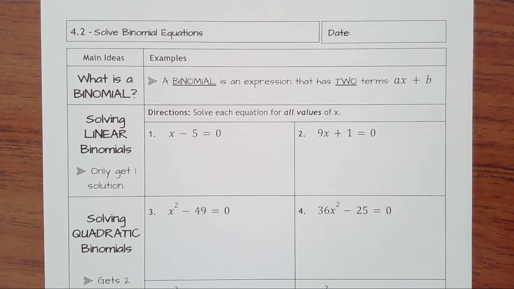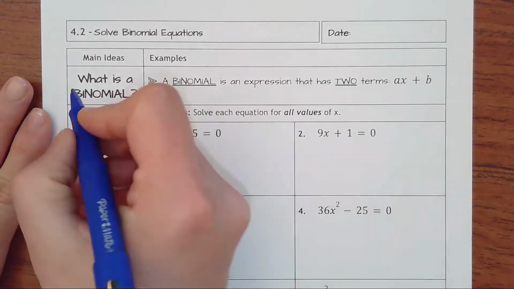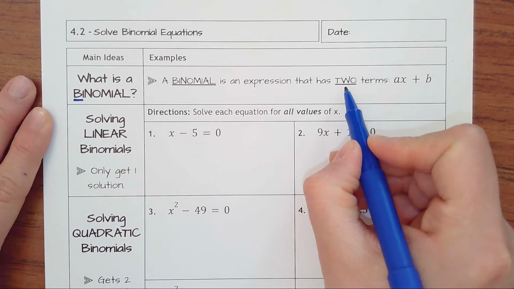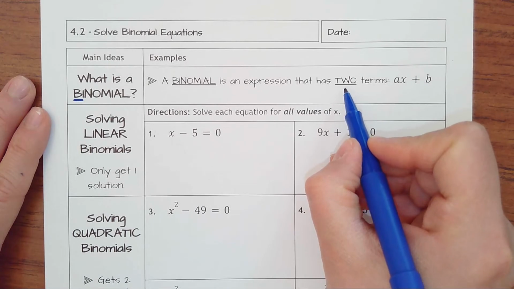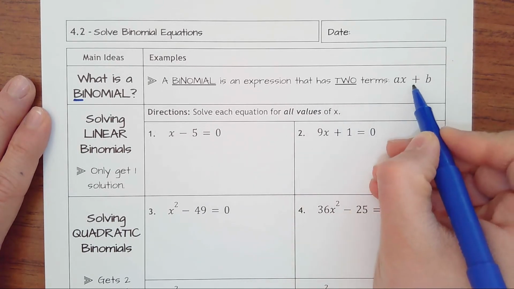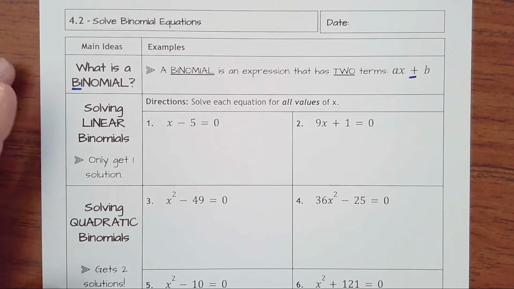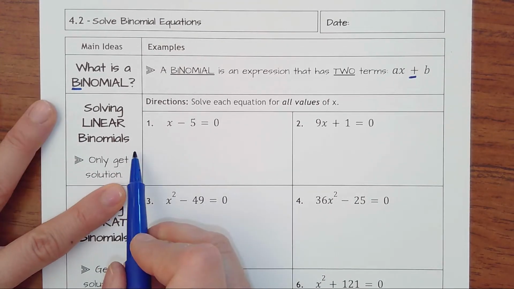4.2 is solving binomial equations. Binomial has this prefix bi, which means it has two of something. So in our math terms, it means it has two parts or two terms to it, and terms are always separated by a plus or a minus sign. The first ones are really easy. You're just solving a linear binomial.